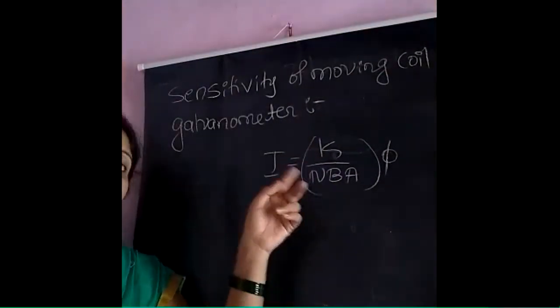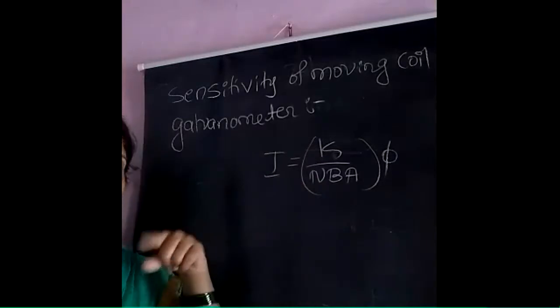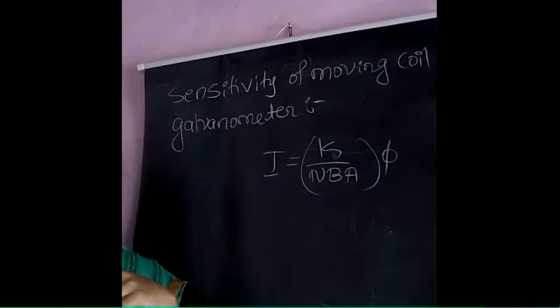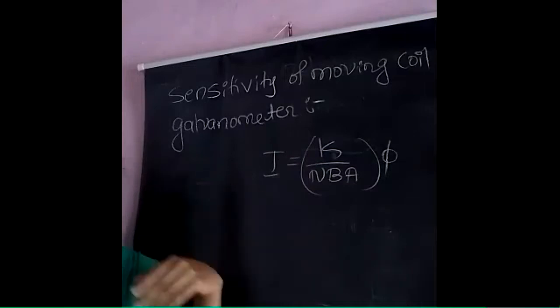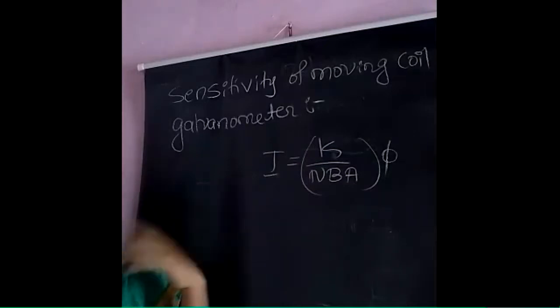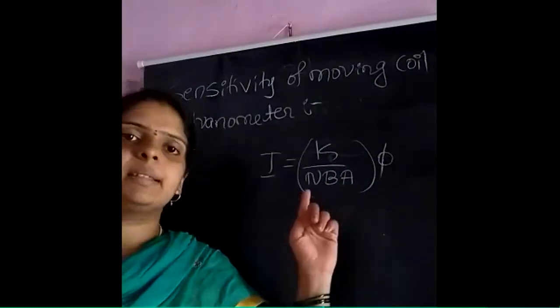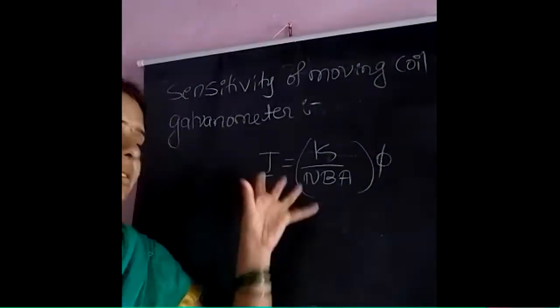N is the number of turns in the coil. B is the magnetic field. A is nothing but the area here, and phi is the deflection in the galvanometer. This we have seen yesterday.